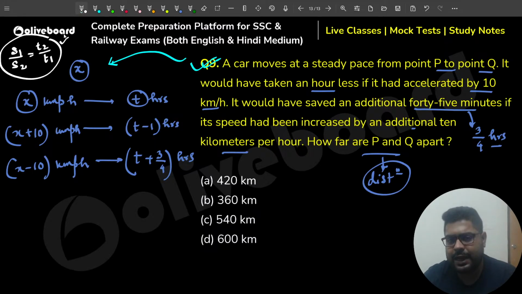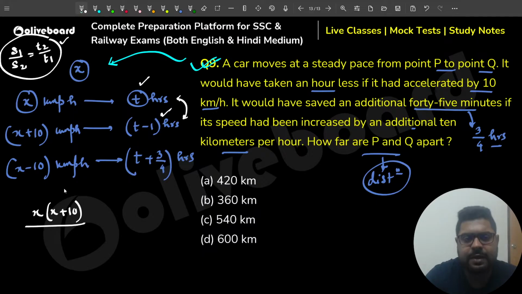What I can do, rather, is figure out the distance using the shortcut formula. Our two cases are the first two. So the distance is S1 into S2, x into x plus 10, divided by the difference between these two speeds. The x will cancel, it will be 10, into the time difference, which is 1 hour. T minus 1 and t, 1 hour time difference. So this is your distance.